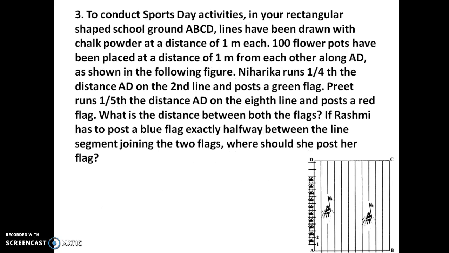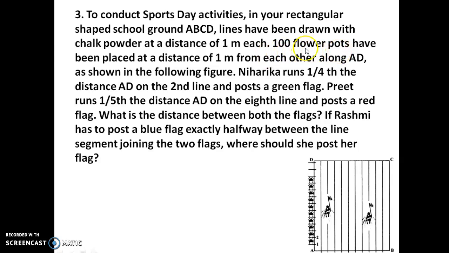Now next problem. To conduct sports day activity in your rectangular shaped school ground ABCD, lines have been drawn with chalk powder at a distance of 1 meter each.